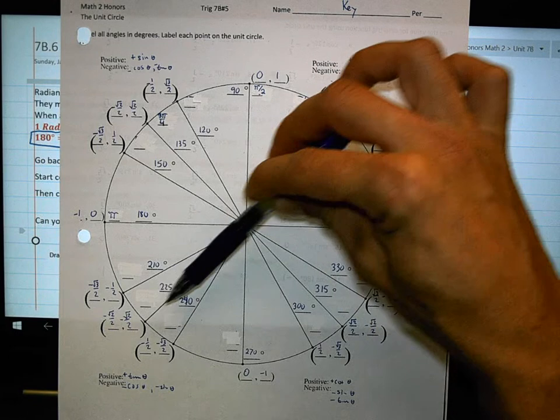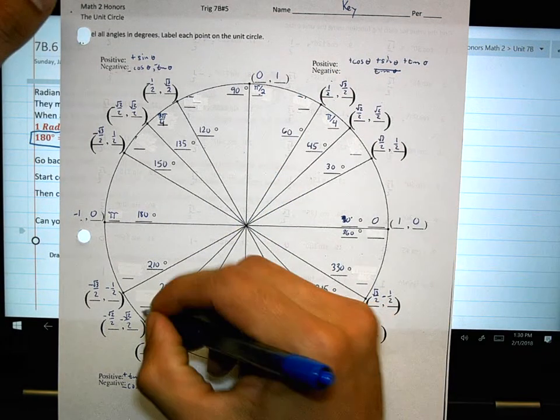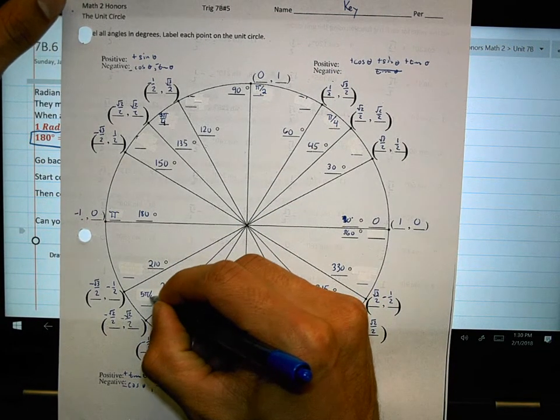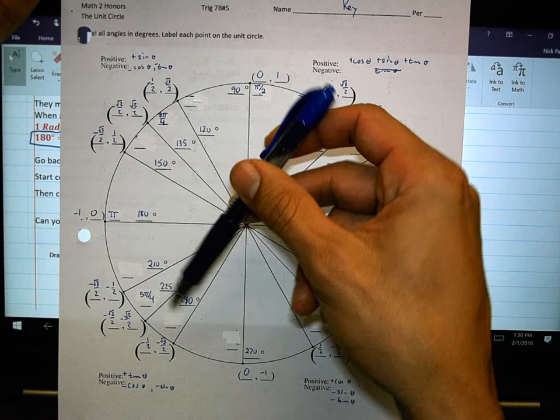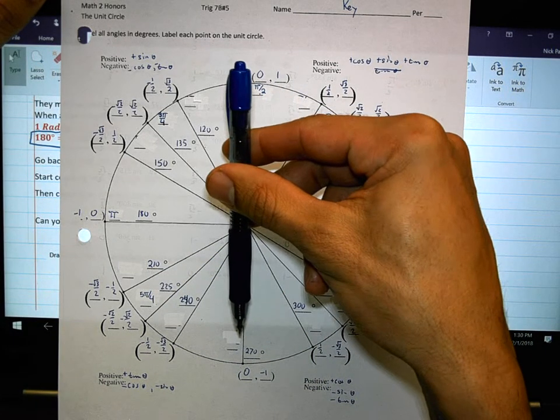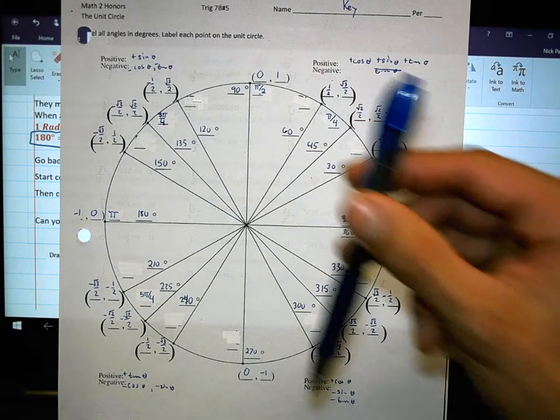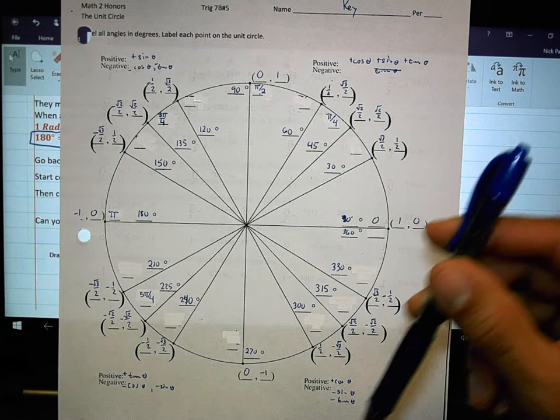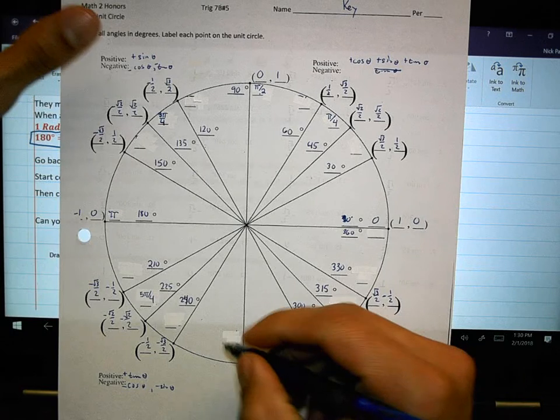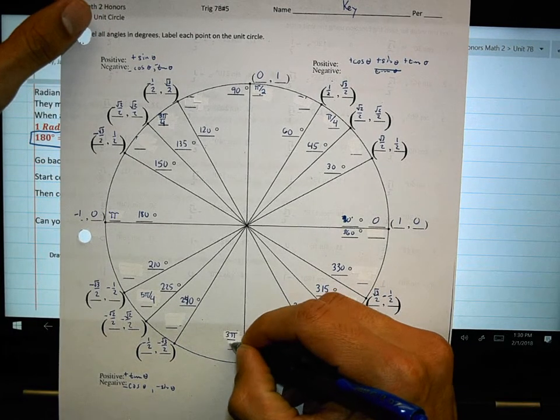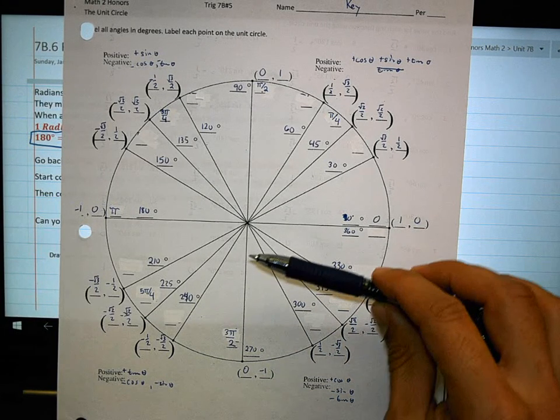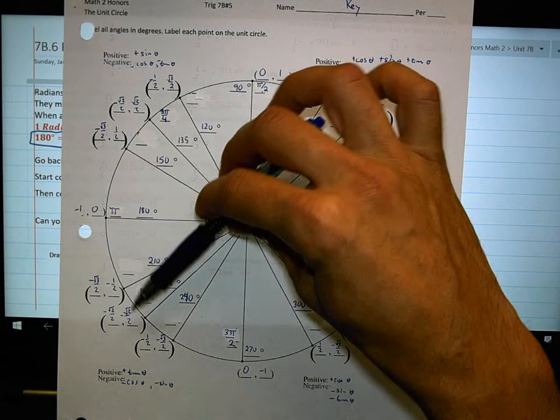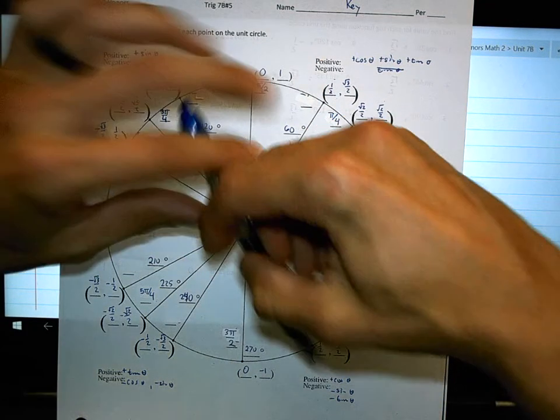Then I get to 225. And what's that going to be? 5 pi over 4. At 270 degrees is going to be 6 pi over 4, but we need to reduce it. What is 6 pi over 4 in lowest terms? Write that in. Let me, I already forgot where I was, so I'm going to go 4 pi over 4, 5 pi over 4, 6 pi over 4.